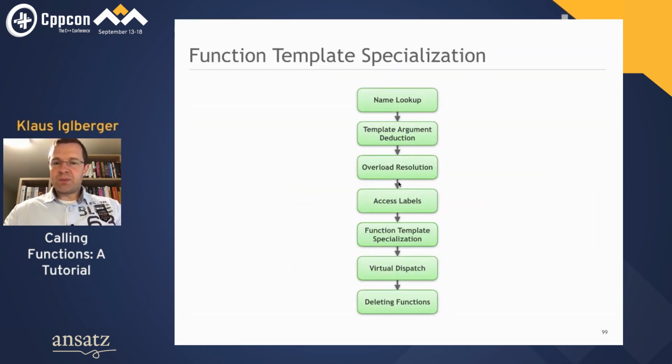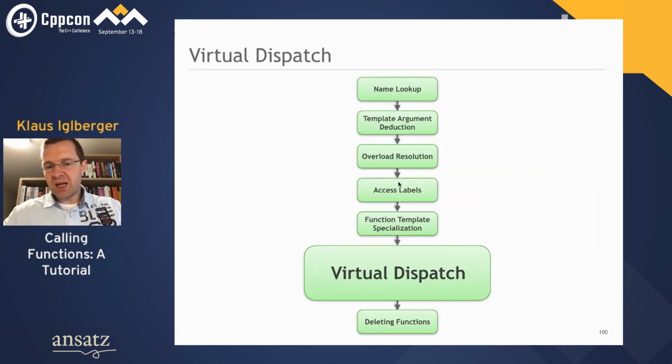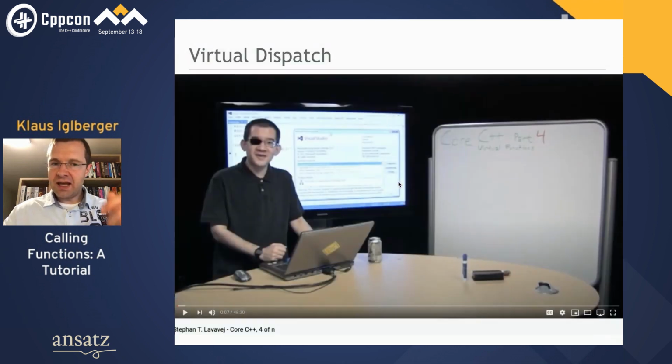Which brings us to virtual dispatch, which I said I will not explain in detail. Again, I can only forward you to an excellent talk by Stephan T. Lavavej, which is not just one talk. There's actually an entire series of talks called Core C++. The fourth part is the one that you're interested in if you're interested in virtual functions. And this is where he really explains pretty well how virtual dispatch works in detail. Highly recommended. And also, of course, watch the other Core C++ talks about name lookup, function template argument deduction, and of course, also overload resolution.